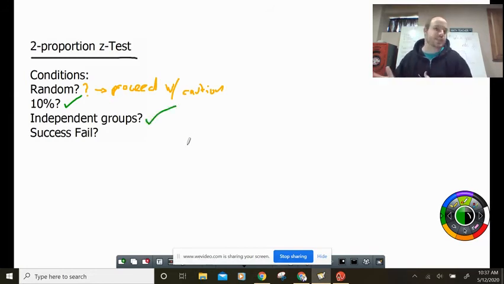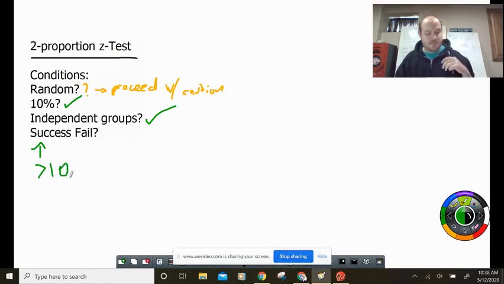One group shouldn't change the outcome of the other group. If they started, that doesn't mean they will. It just depends. All right. So all of that is just normal error of a student being a student. Success fail. Now, for success fail, it is slightly different for a two proportion test than for a one proportion test. Because we don't have an initial proportion to multiply our sample sizes by, they change this rule slightly to just say that the number of successes you have must be greater than 10.